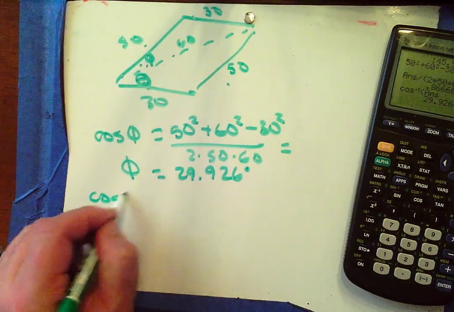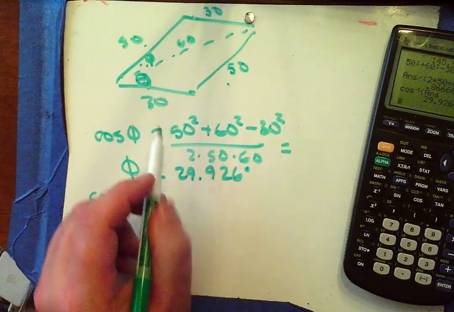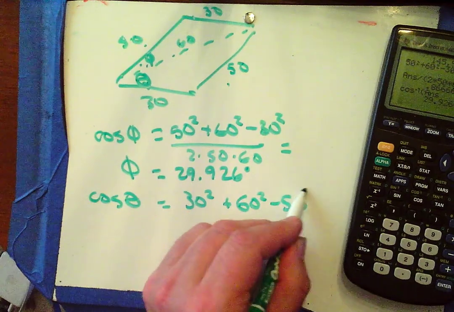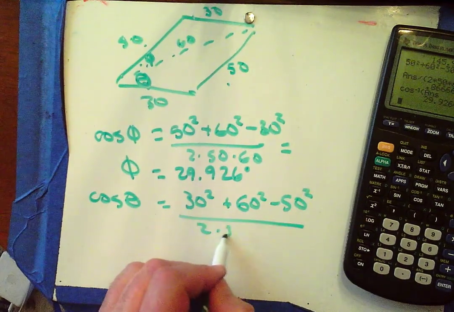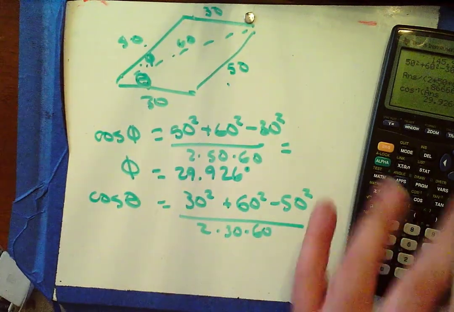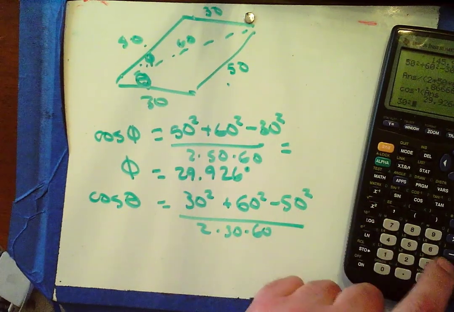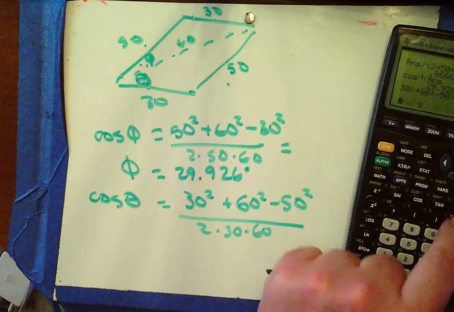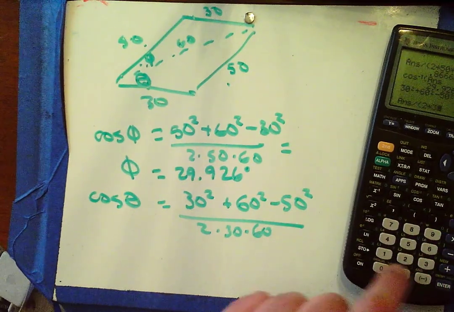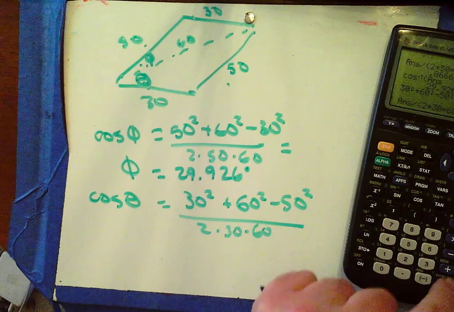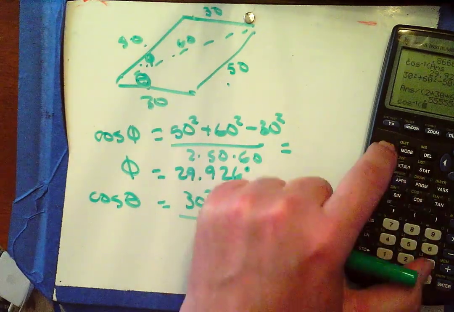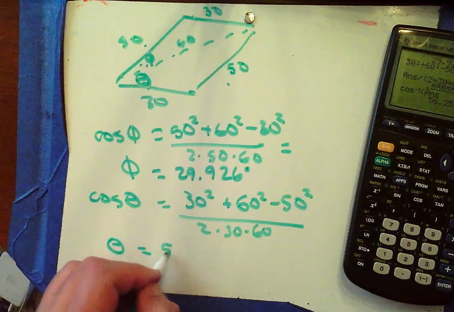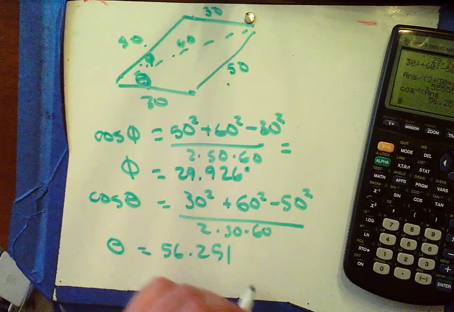What about cosine of theta? That's going to be 30 squared plus 60 squared minus 50 squared over 2 times 30 times 60. So I've got 30 squared plus 60 squared minus 50 squared divided by 2 times 30 times 60. And then I do the inverse cosine, and I find out that theta equals 56.251 degrees.